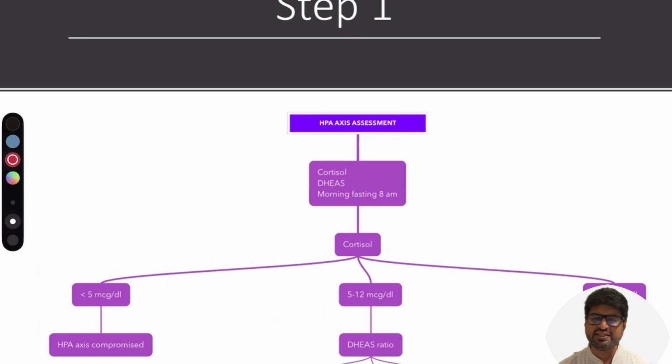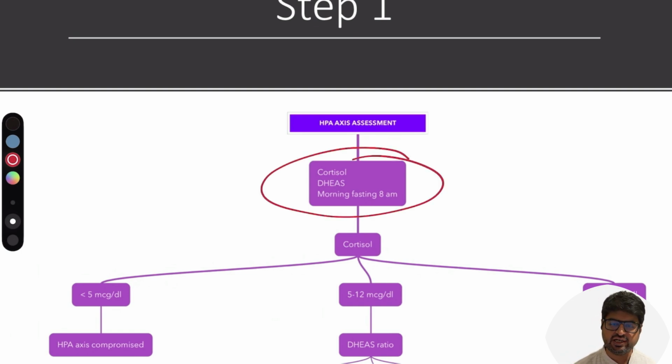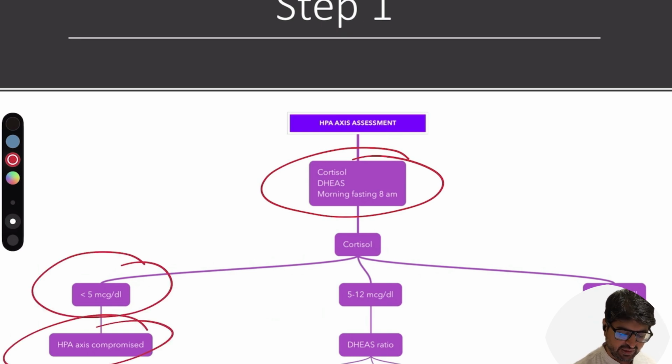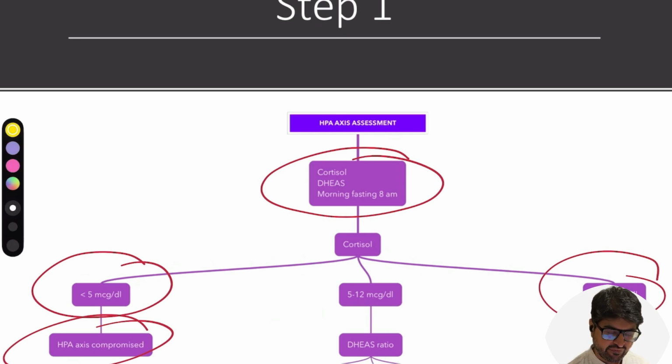So how do you assess the HPA axis, or how do you look for adrenal insufficiency? What to do is a morning cortisol and DHEAS sample, fasting. Whenever I'm looking at adrenal insufficiency, I do send these samples in the morning, fasting. If the cortisol value is less than 5, definitely the HPA axis is compromised. If it's more than 12, it is generally considered to be normal. But if it is between 5 and 12, that is where you are somewhere in the middle, right? And here we look at the cortisol to DHEAS ratio.